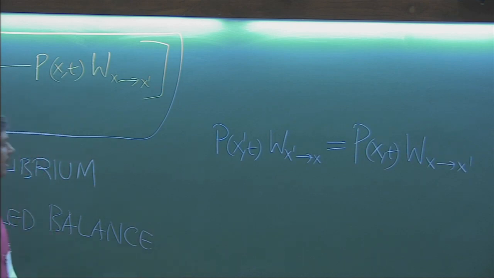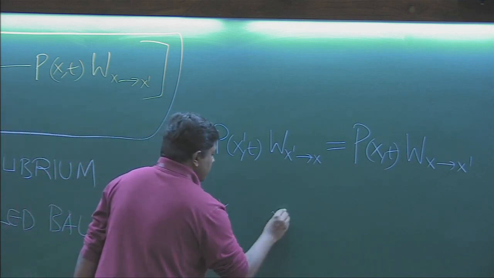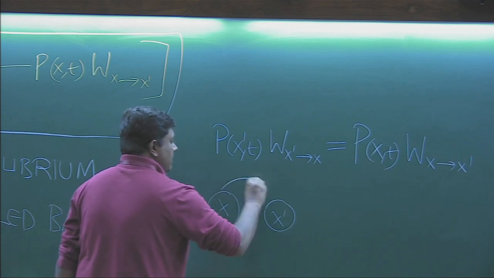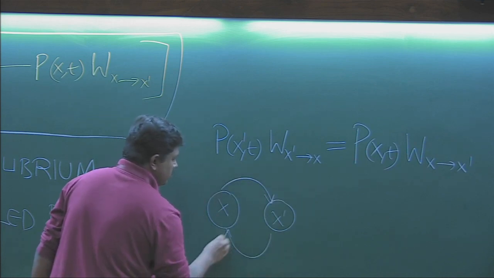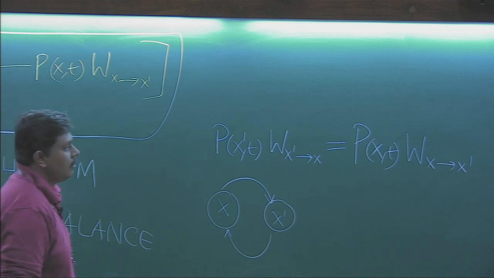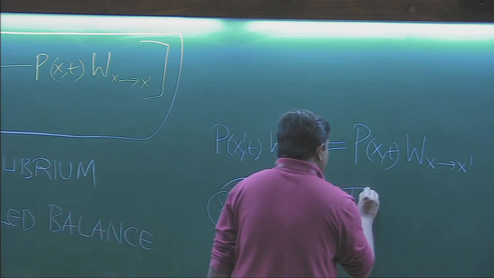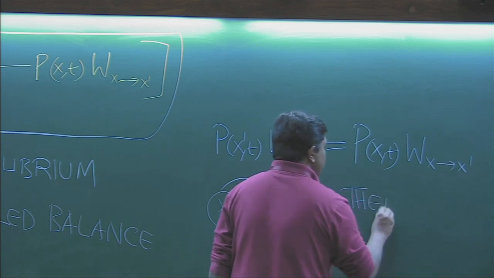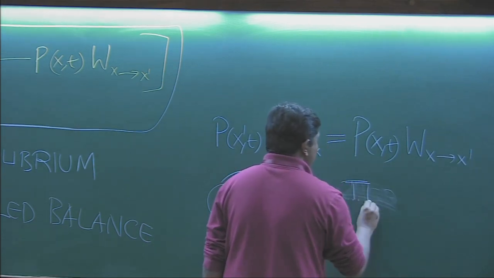Right? So you have states x and x prime. You can make a jump from here to here, or you can make a jump from here to here. And detailed balance says that these two fluxes are equal. And if they are equal, you are at thermal equilibrium. You are at equilibrium.